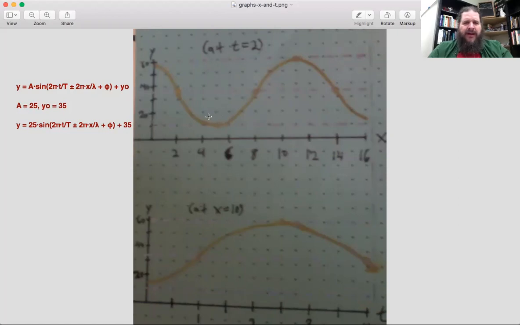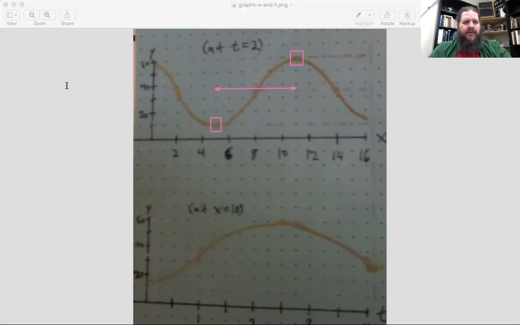It looks like we definitely have a trough here, though, at looks like 5 and a peak at 11. How far is it from 5 to 11? 6. So then we can just multiply that number by 2 to get wavelength. Yeah, exactly. This distance here from 5 to 11 is half of a wavelength.